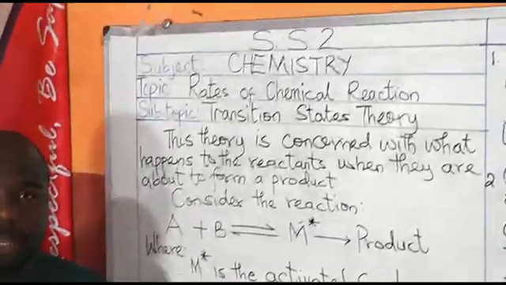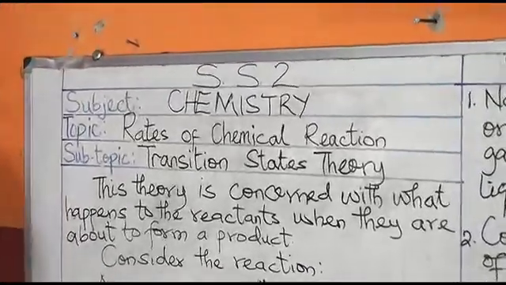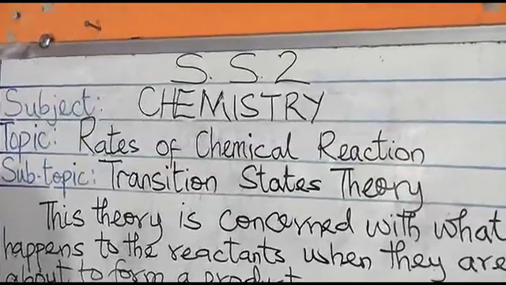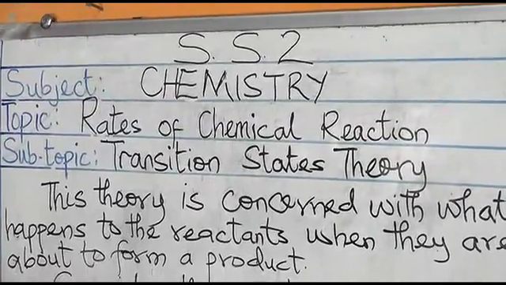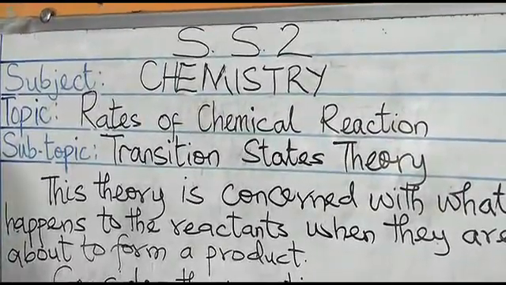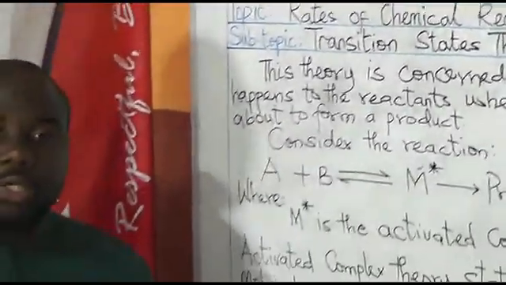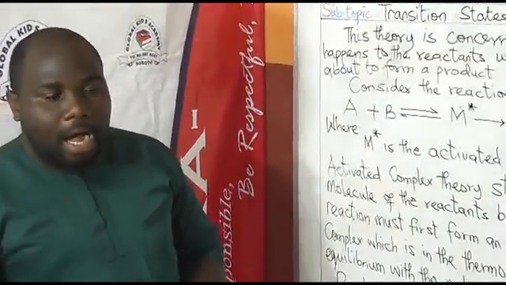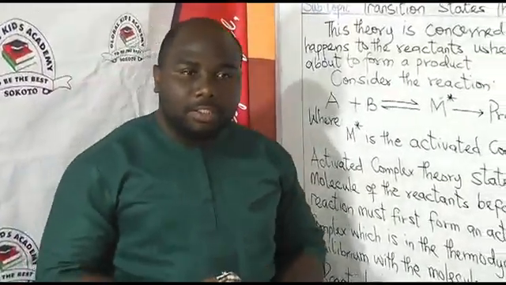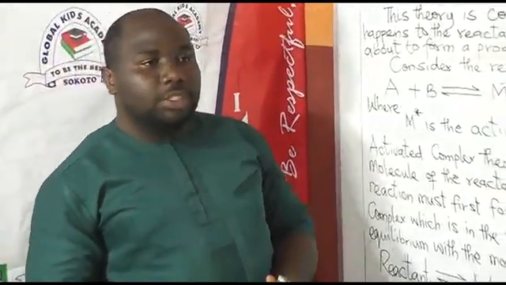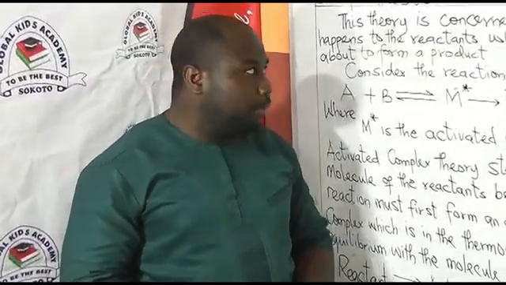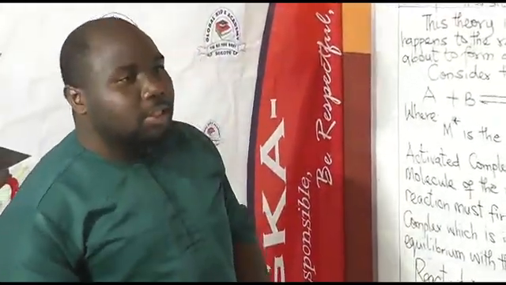Today we want to be looking at transition state theory, a subtopic under rates of chemical reaction. In our previous lesson, we looked at the rate of chemical reactions, collision theory and factors affecting collision theory. So today we will continue from where we stopped, transition state theory.